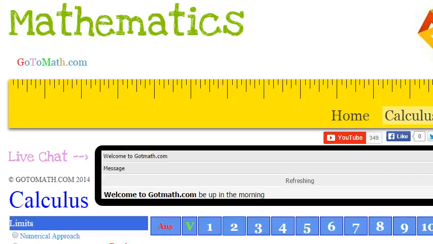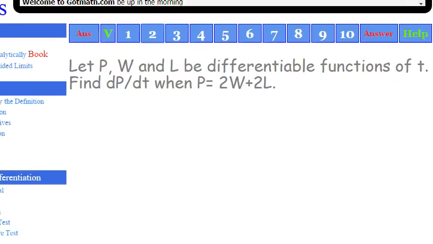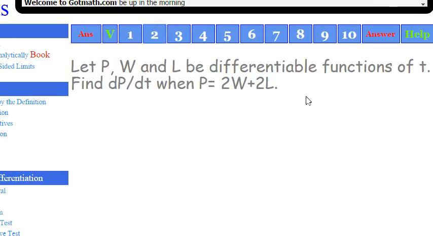We are at b2p1 looking at some calculus problems. We're in the section of related rates, and if you click on that button there, you should get, well, I think there's 6 different problems or something, but if you click on this, eventually this one's going to come up. Okay, we got: let P, W, and L be differentiable functions of t. We want to find dP over dt when P is equal to 2W plus 2L.